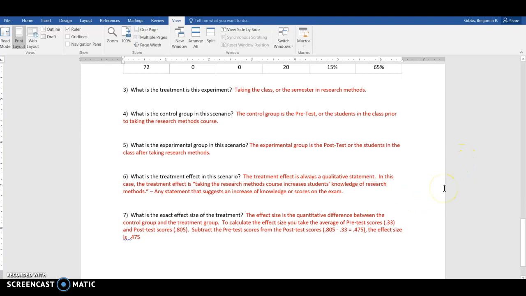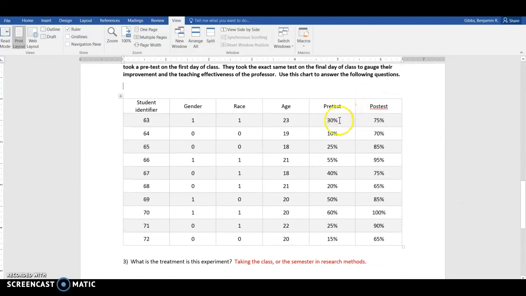By doing them simultaneously, you're going to want to figure the difference between the pre-test scores and the post-test scores. Going down to number 7 gives you an explanation for this. The effect size is the quantitative difference between the control group and the treatment group. To calculate the effect size, take the average of the pre-test scores. So add these 10 numbers up and divide by 10.